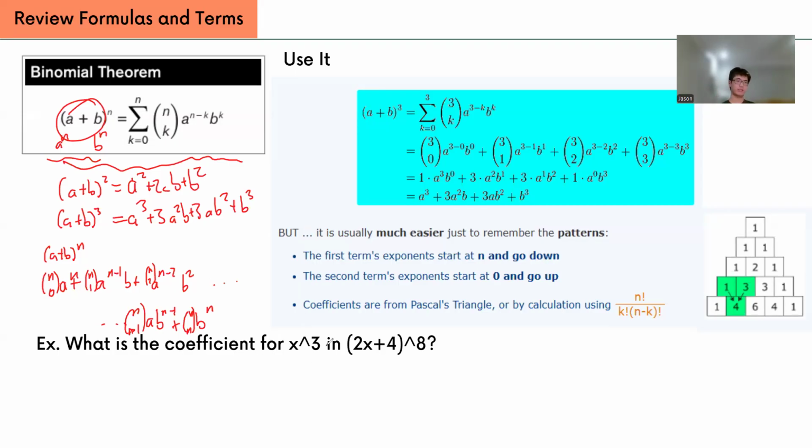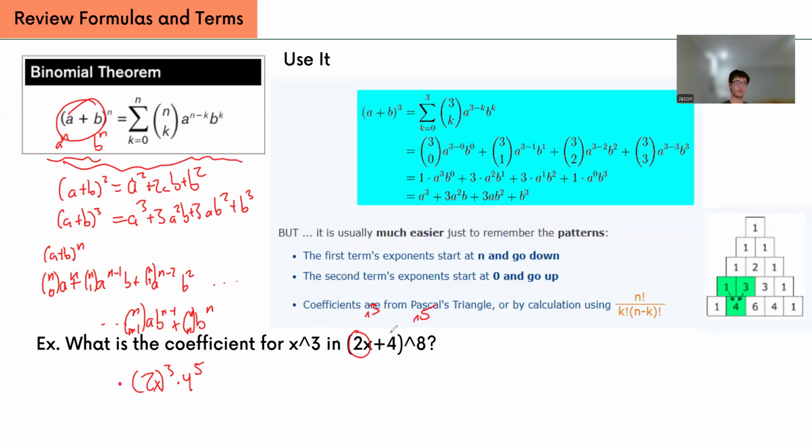For this, you just have to realize that we're looking for the term where this one is to the third power and this one is to the fifth power, because the powers have to add up to 8. The 2x is one clump, and this clump of 2x has to be raised to the third power to get an x cubed coefficient. So we have (2x) cubed times 4 to the fifth. Now we just need our coefficient through the binomial theorem.